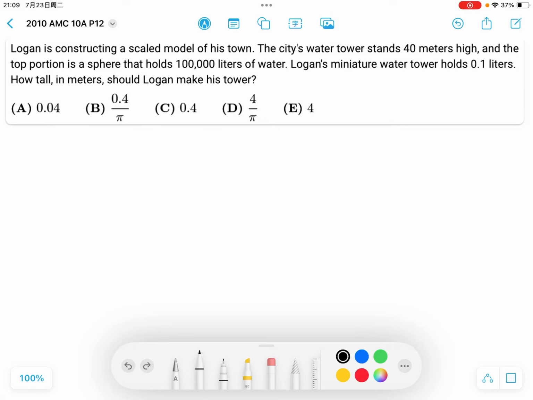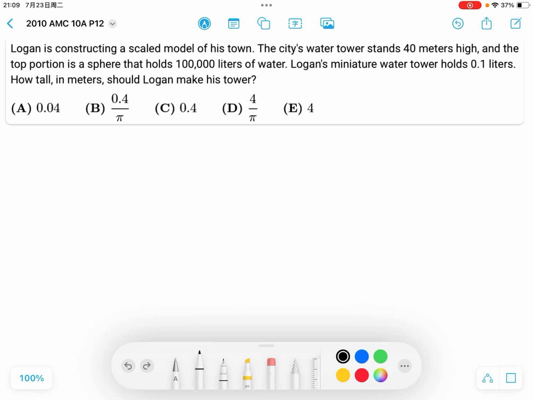Today we're going to talk about 2010 AMC 10A Problem 12. Logan is constructing a scaled model of his town. The city's water tower stands 40 meters high, and the top portion is a sphere that holds 100,000 liters of water. Logan's miniature water tower holds 0.1 liters. How tall in meters should Logan make his tower?